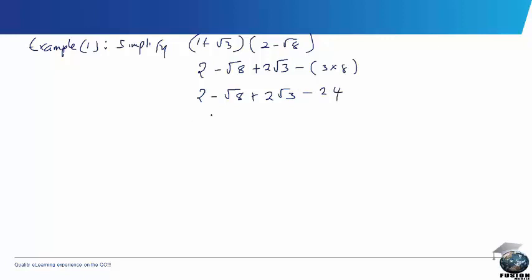And so we can simplify this further to give 2 minus root 8 plus 2 root 3 minus root 24. Square root of 24. Do we have a square root of 24? No, we don't have a perfect square root for 24.